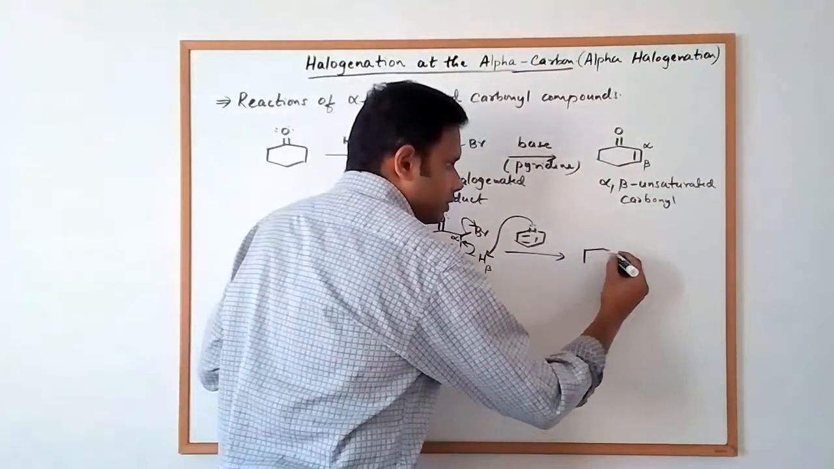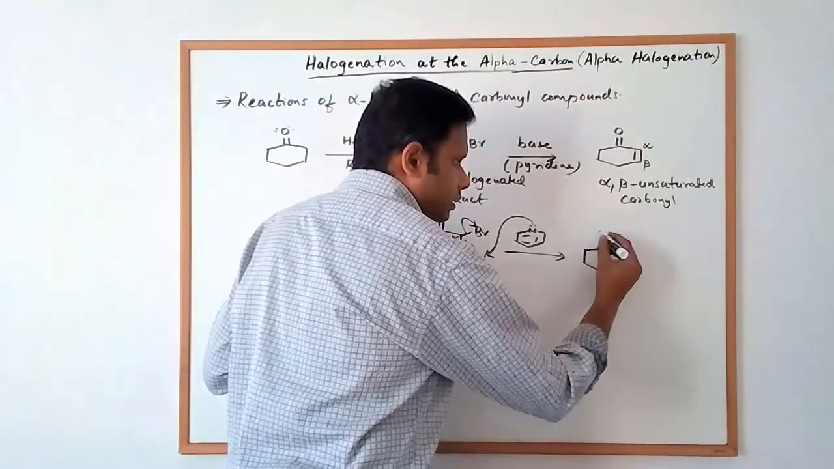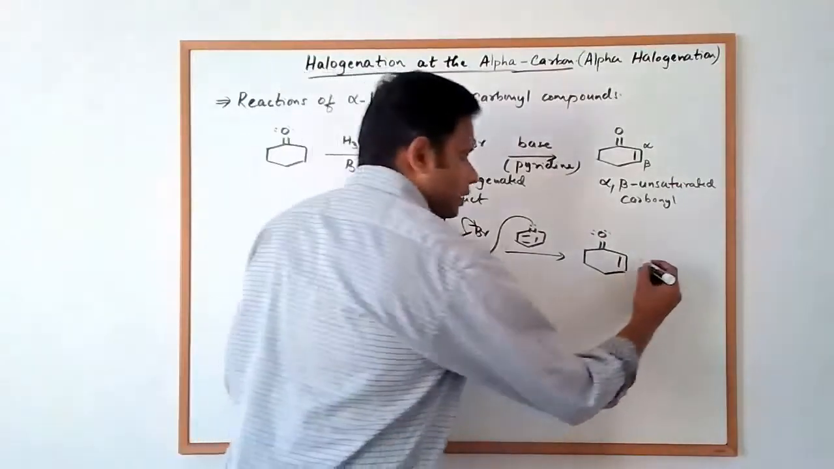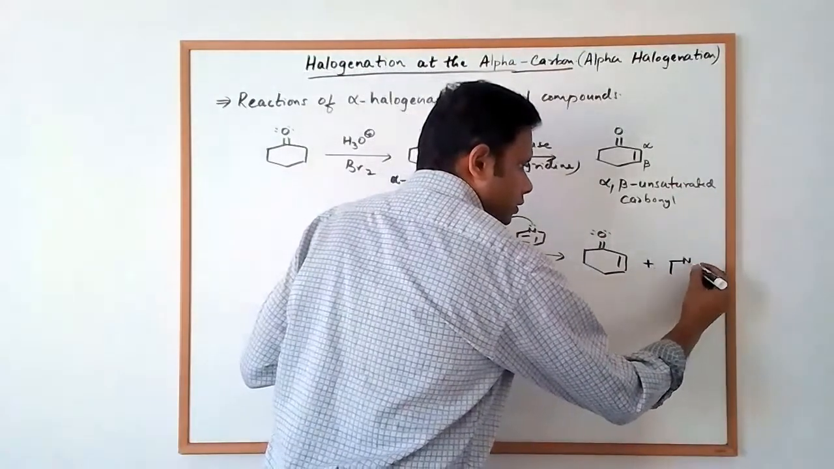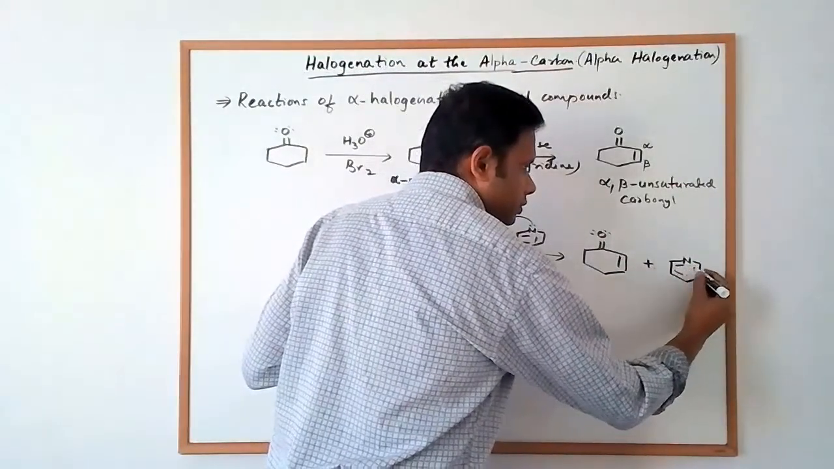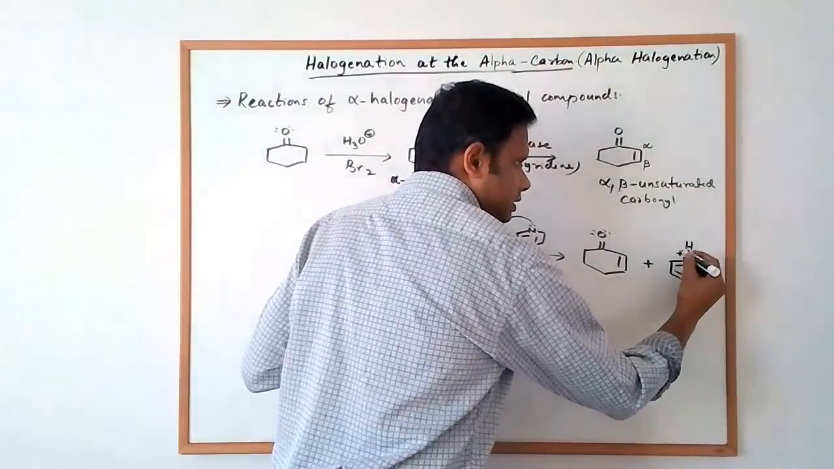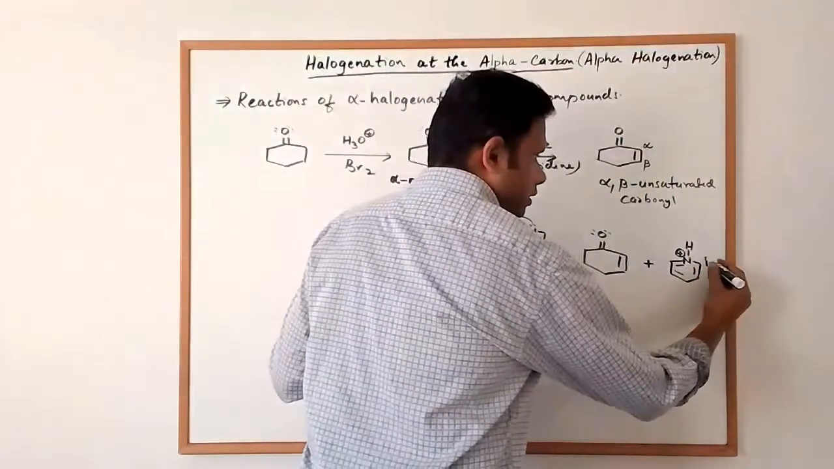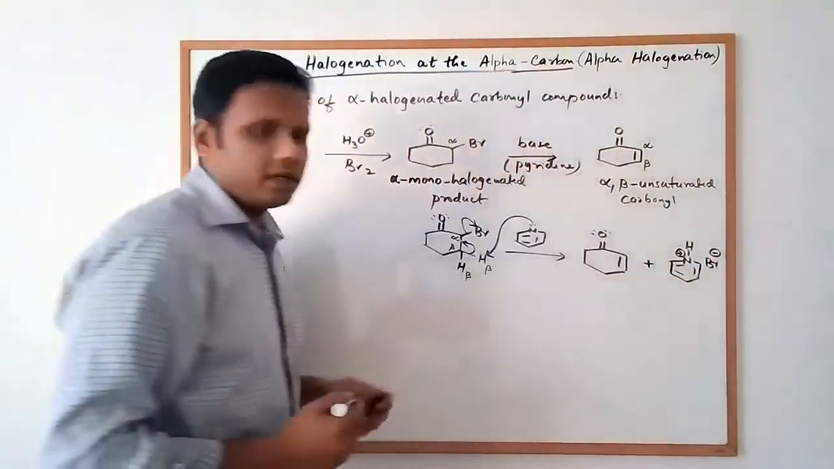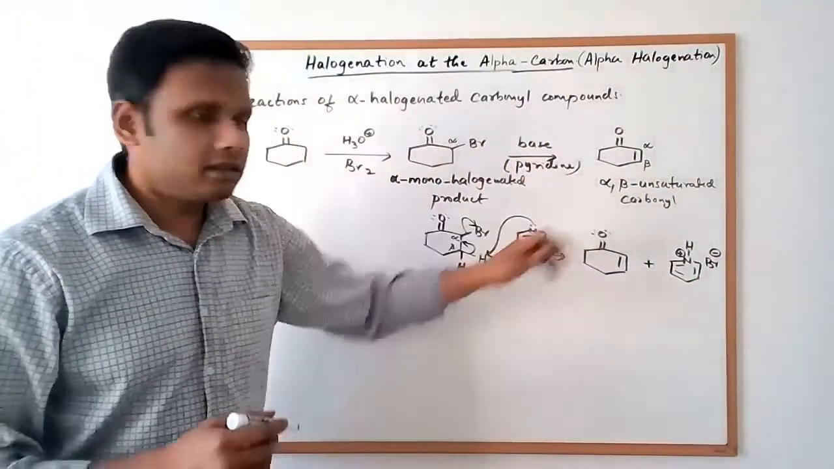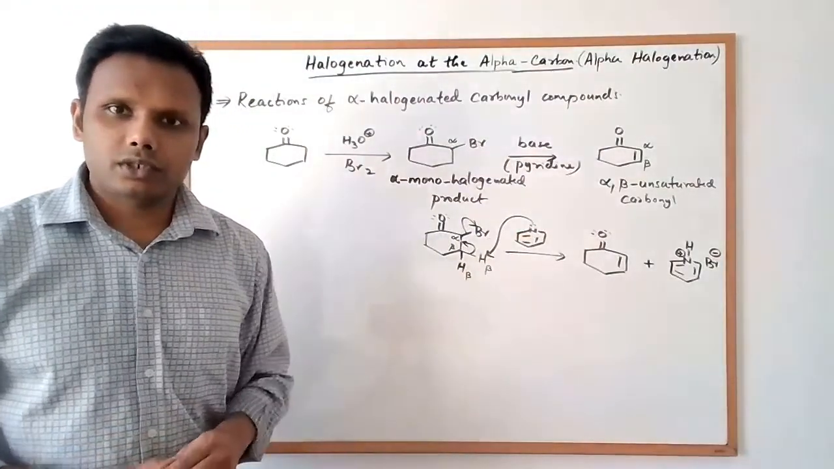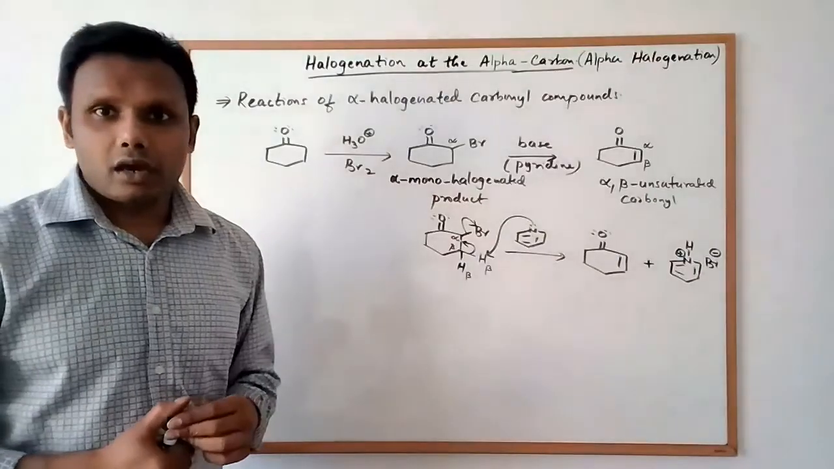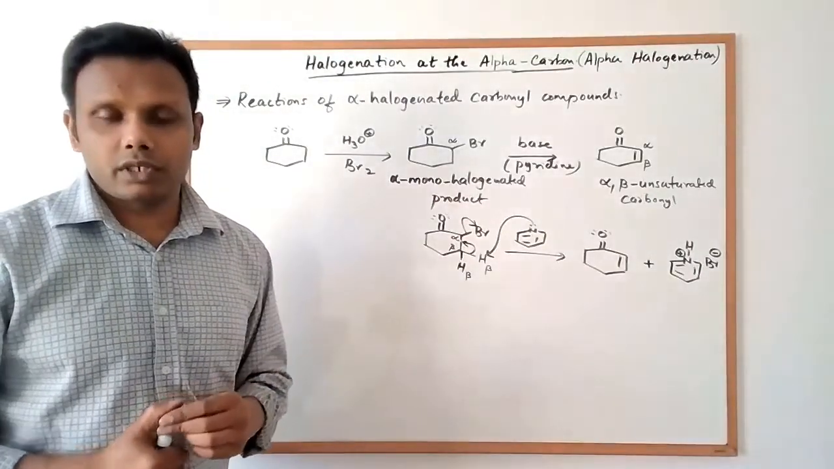So that would give us the alpha beta unsaturated carbonyl compound along with pyridinium. Since this is a base, it accepts a proton, so that's protonated now, and it would also have the bromide along with it. So that's how we get this alpha beta unsaturated carbonyl compound. So that's a cool application of these alpha halogenated carbonyl compounds.